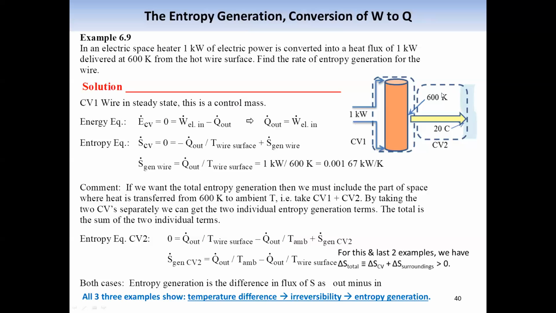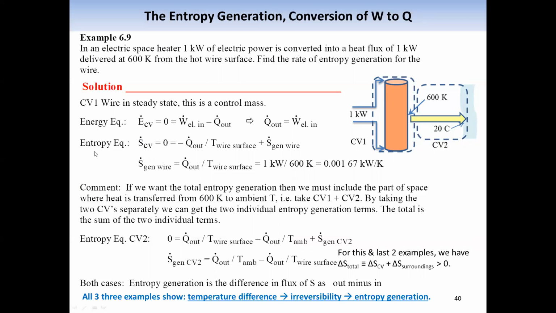Let's look at the entropy generation of the control volume of the heating element and control volume 2. The electrical power we provide to the heating element is essentially the energy transfer out of the control volume. So we can say the power generation equals the rate of heat transfer. That's from the first law.